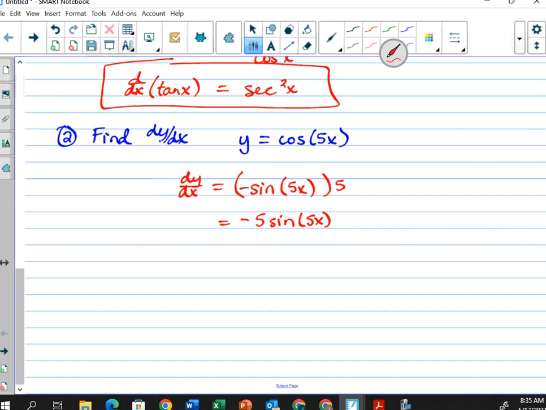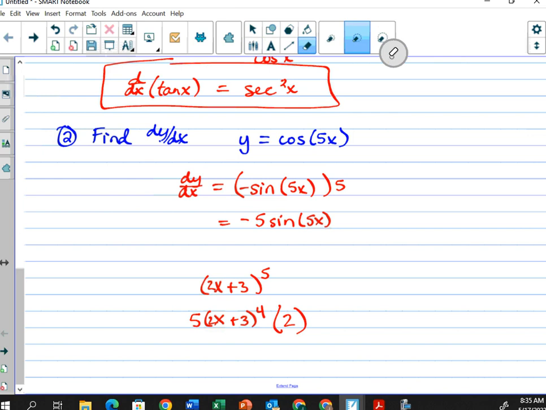Chain rule before, you might have had x plus 3 to the 5th. And so you do your power rule, and then times the derivative of the inside. That's what we did. We took the derivative of the outside, the cosine part, times the derivative of the inside.